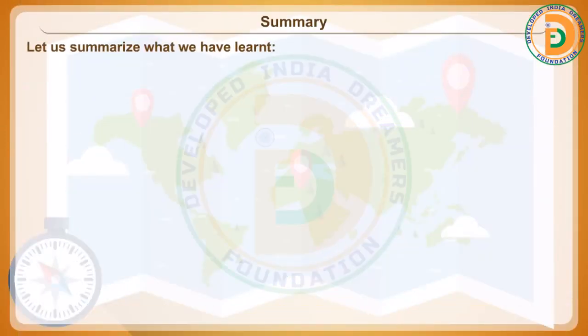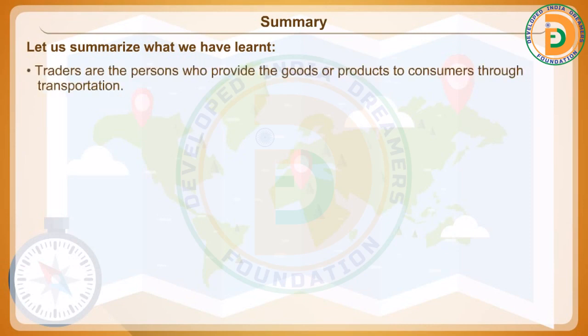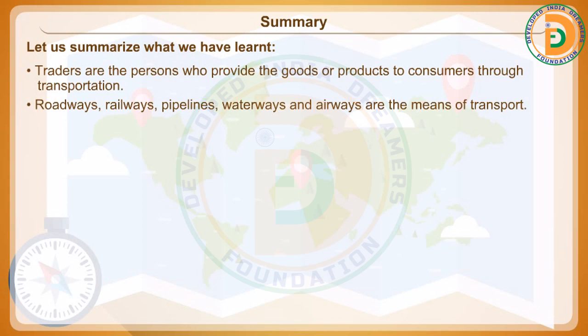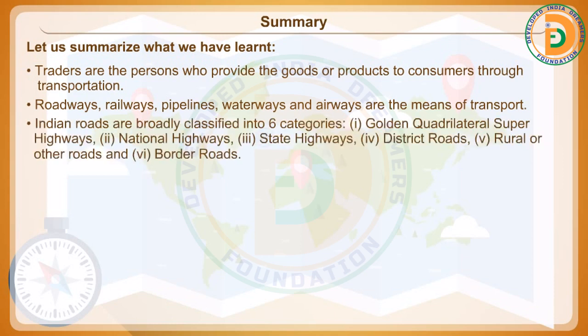Summary. Let us summarize what we have learned. Traders are the persons who provide the goods or products to consumers through transportation. Roadways, railways, pipelines, waterways, and airways are the means of transport. Indian roads are broadly classified into 6 categories. 1. Golden Quadrilateral superhighways. 2. National highways. 3. State highways. 4. District roads. 5. Rural or other roads.